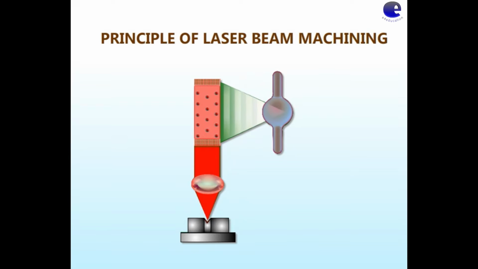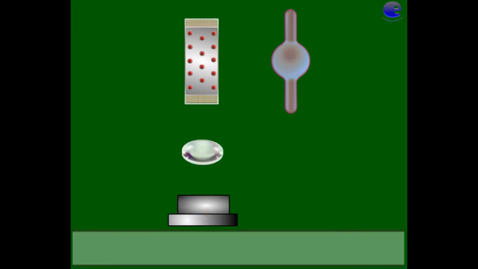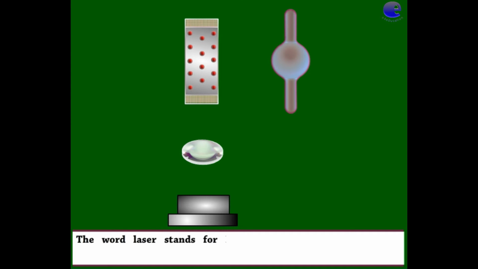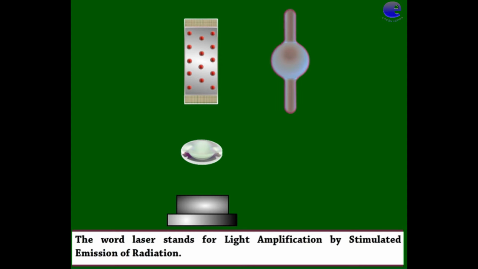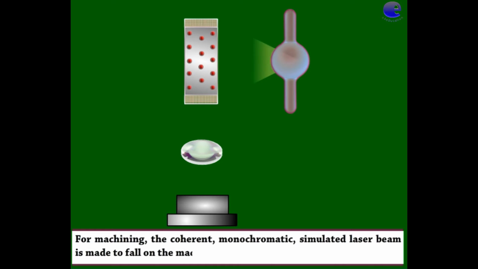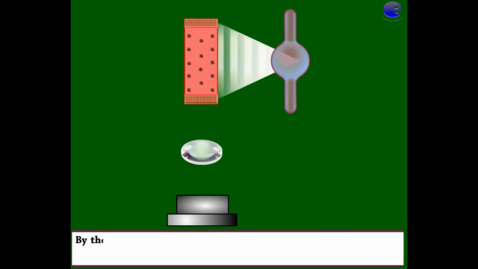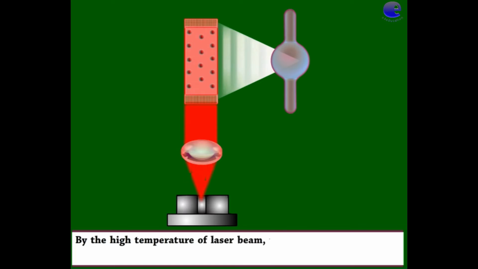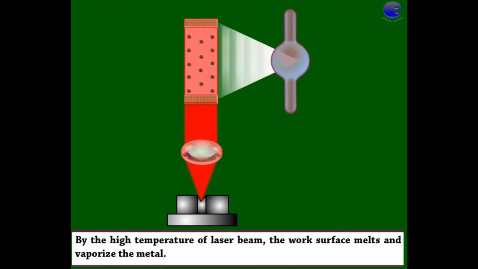Principle of laser beam machining. The word laser stands for light amplification by stimulated emission of radiation. For machining, the coherent, monochromatic, stimulated laser beam is made to fall on the machining surface. By the high temperature of the laser beam, the work surface melts and vaporizes the metal.